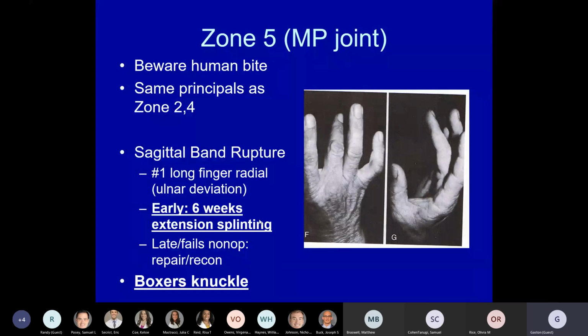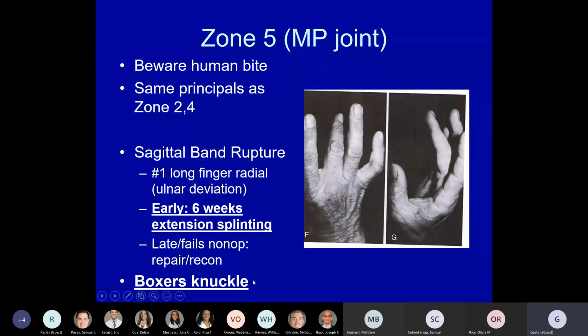Also in zone 5, sagittal band ruptures. Remember, sagittal band keeps your extensor tendon midline and extends your MP joint. Usually people injure their radial sagittal bands so that the tendon subluxates ulnarly like you see in picture F. See how that finger's falling ulnarly? So the radial sagittal band has been injured. What will happen is they'll give you a scenario where they can make a fist, and when they go to open it, they can't extend that digit. But when you put them in extension, they can maintain that position because then their extensor tendon is back reduced midline and it can hold it up there. Treatment, 6 weeks splinting in extension, leaving the PIP and DIPs free.